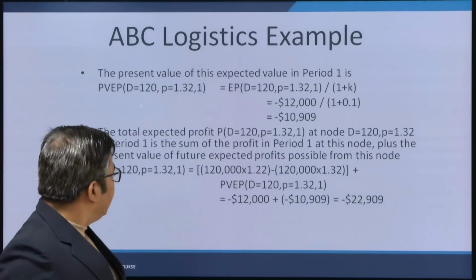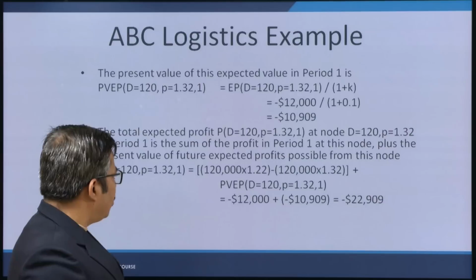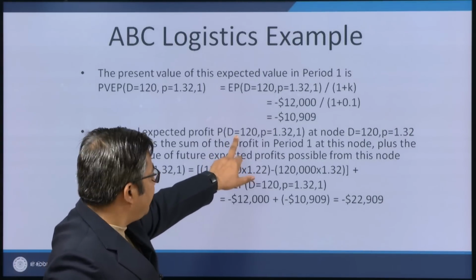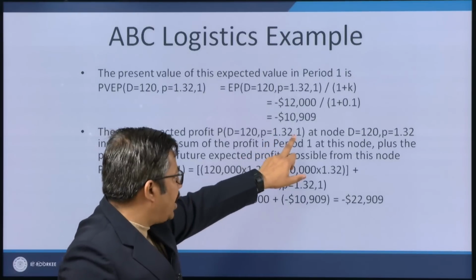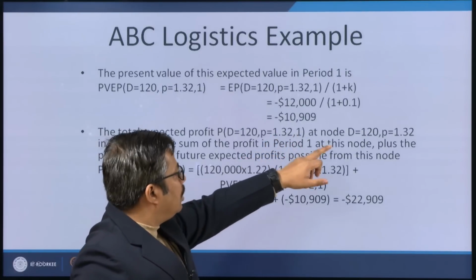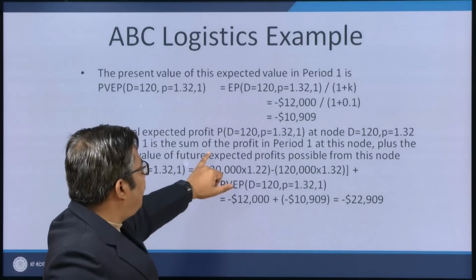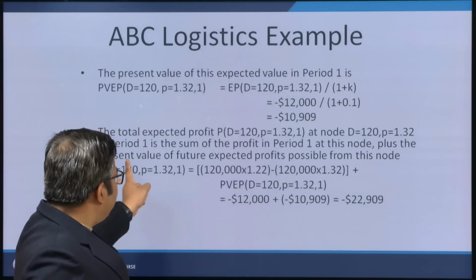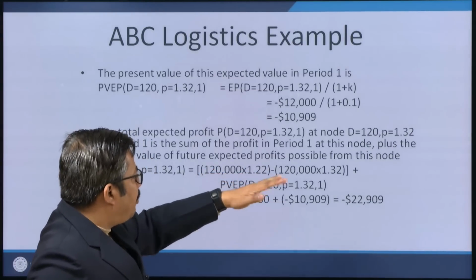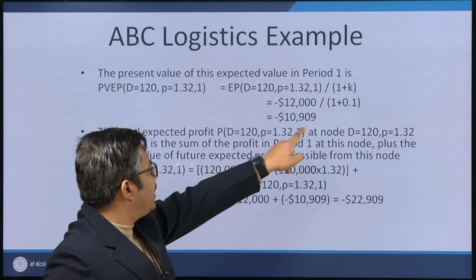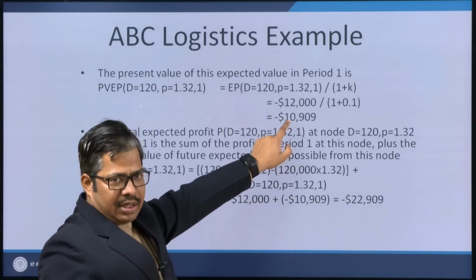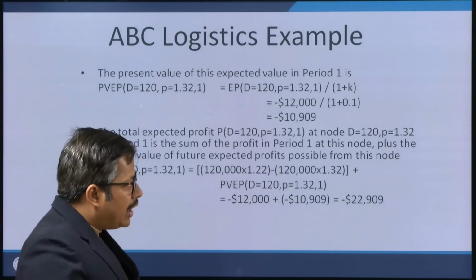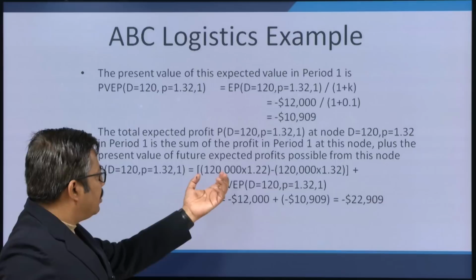So, now the total expected profit for this node where demand is 120, price is 1.32 at state 1, is the sum of profit in period 1 at this node plus the present value of the future expected profits possible from this node. So, this is the present value of the future cash flows, and what it is going to have on its own in this particular period. So, that is coming to be here.